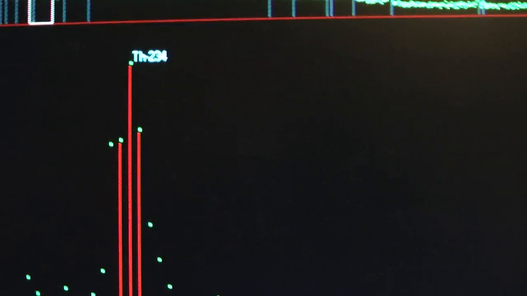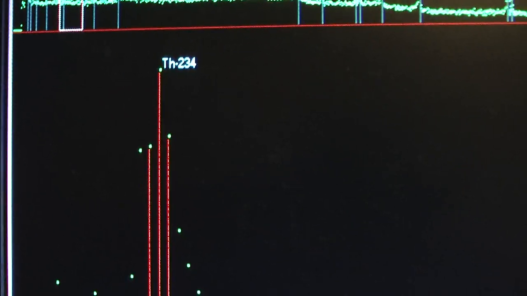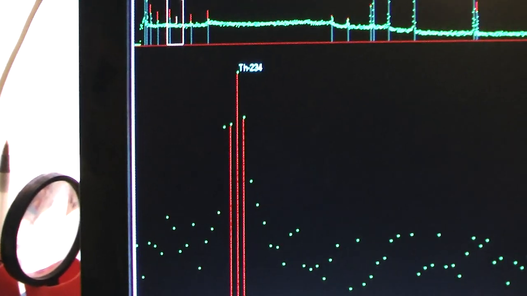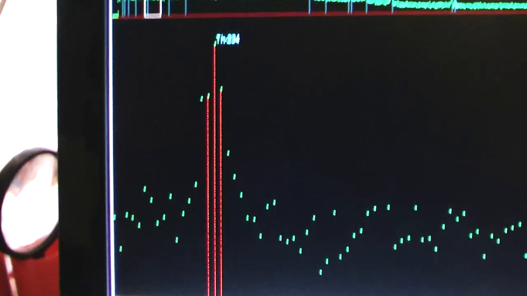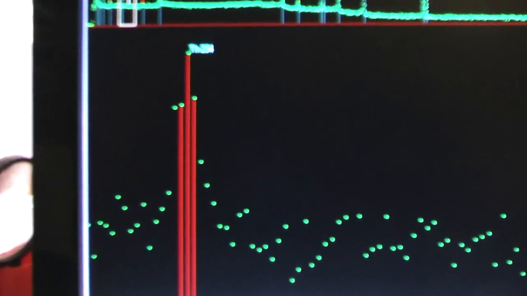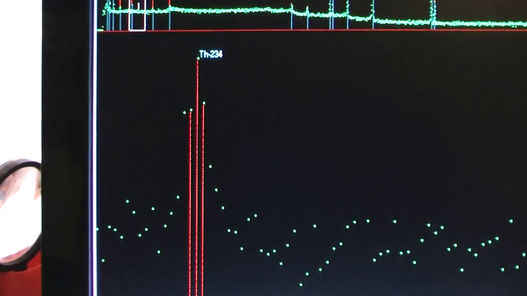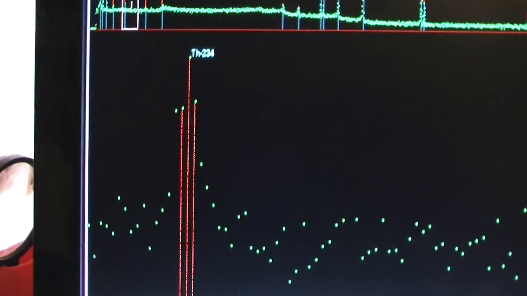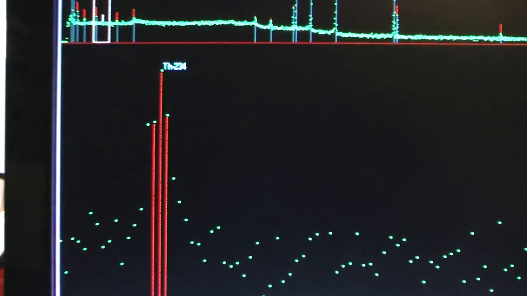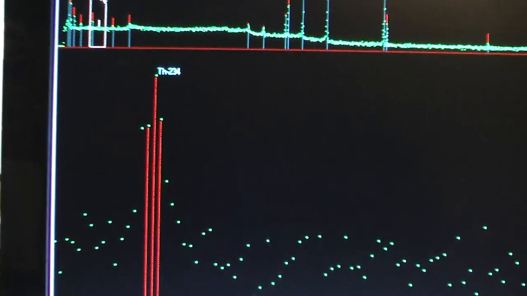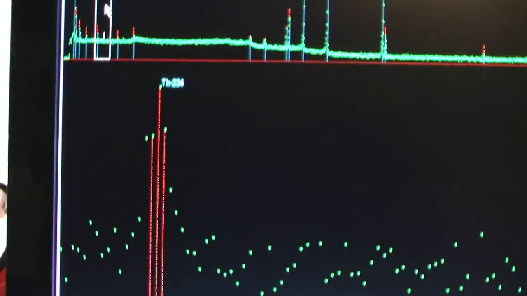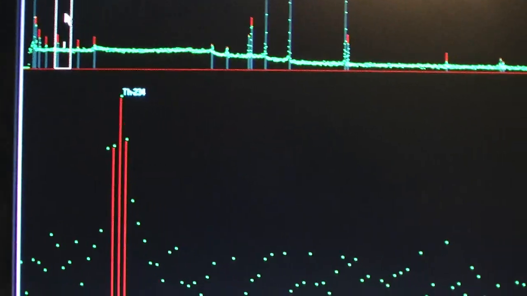Thorium-234. So that's our uranium peak. And there's far too much uranium there. It's about 3,000 becquerels per kilogram. It should be about 20. So this uranium is from Fukushima as well, which means that particles of uranium are floating about in central Tokyo. Scary stuff. Scary stuff.